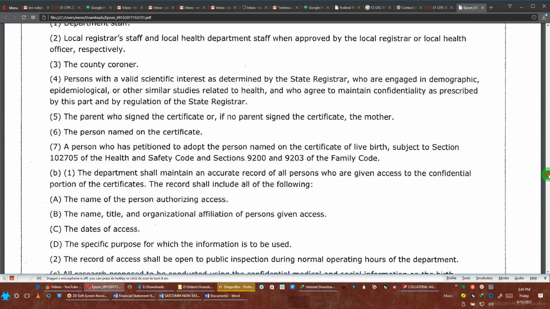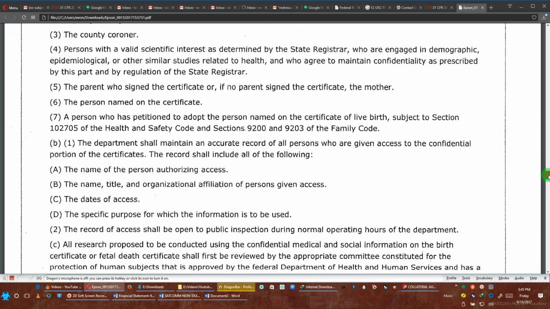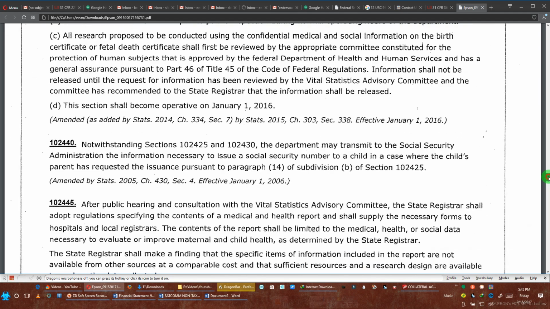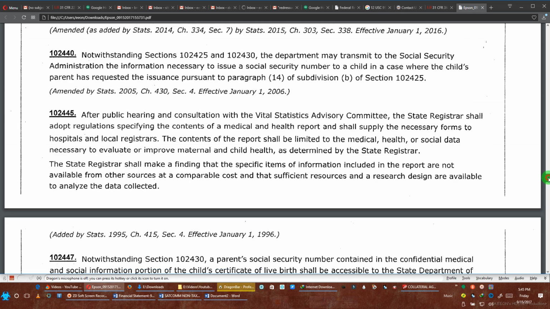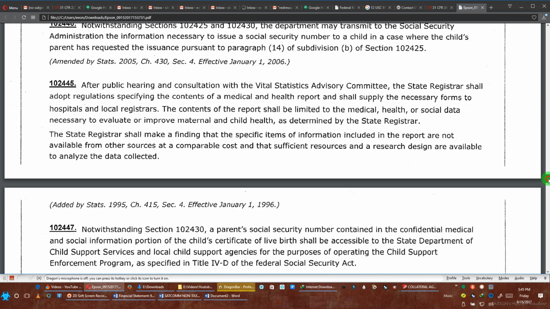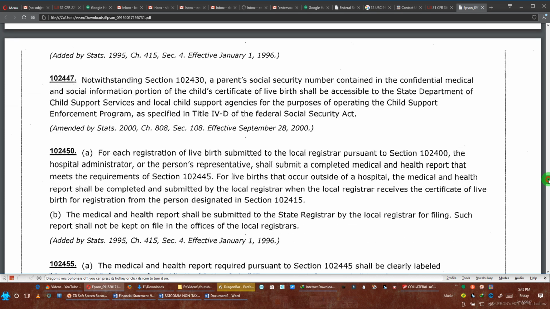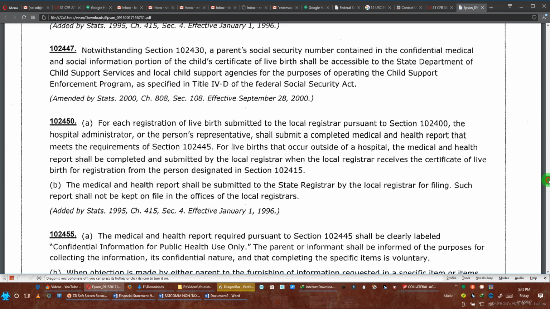The person named on the certificate. A person who has petitioned to adopt the person named on a certificate of live birth, health and social service, family code, the department, a person with a valid scientific interest as determined by the state registrar. Okay, notwithstanding this section, the department may transmit to the Social Security Administration information necessary to issue a Social Security number to a child in a case where the child's parent has requested issuance. Notwithstanding this section, the parent's social security number contained confidential medical information.